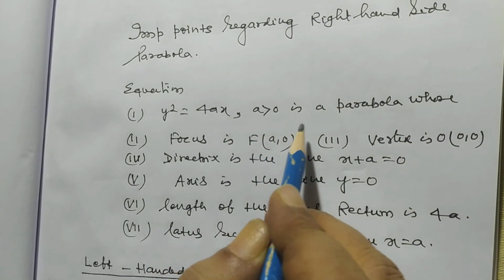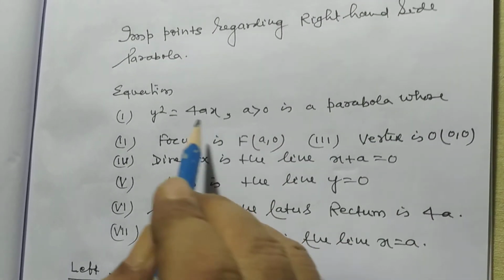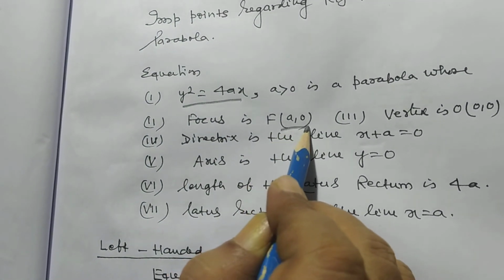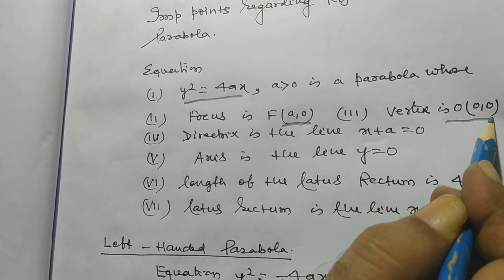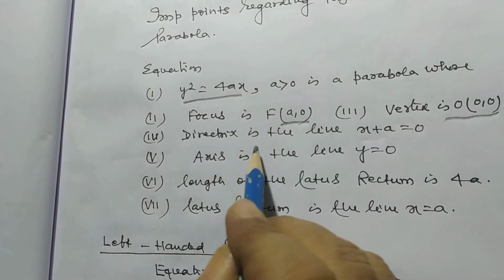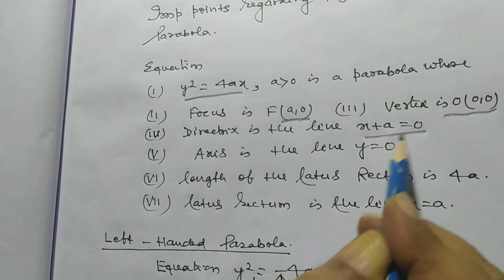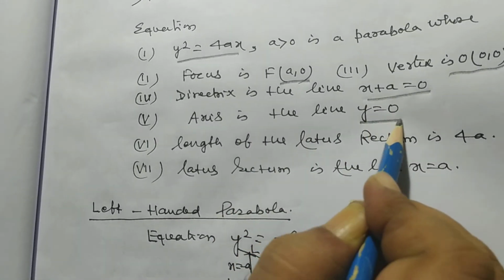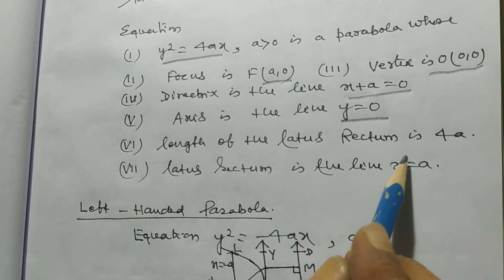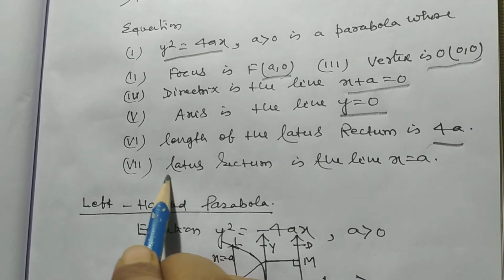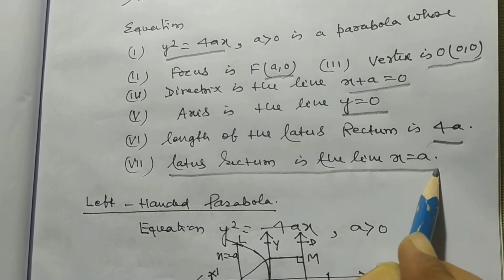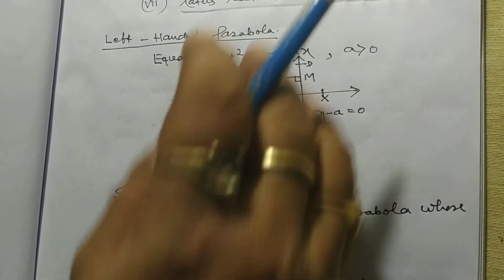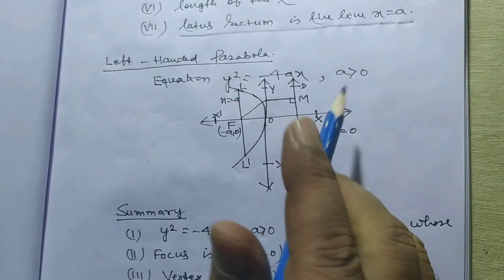Y square is equal to 4ax, a greater than 0, is the equation of the parabola. Its focus is (a, 0). Vertex is at the origin. Directrix is the line x plus a is equal to 0. Axis is the line y is equal to 0. Length of the latus rectum is 4a and the equation of the latus rectum is the line x is equal to a. So my dear students, these are the elements of the right hand side parabola.